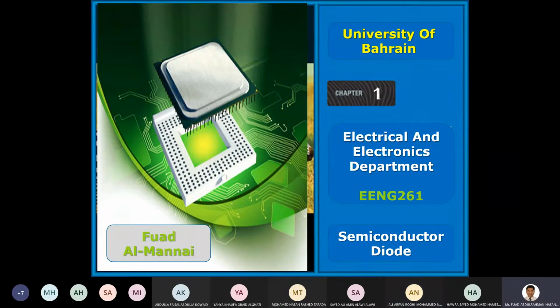Okay, guys. Once again, good morning and welcome to EENG261. This is electrical and electronics. This is semiconductors. We're going to study diodes, transistors, FETs, Zener diodes, and everything.